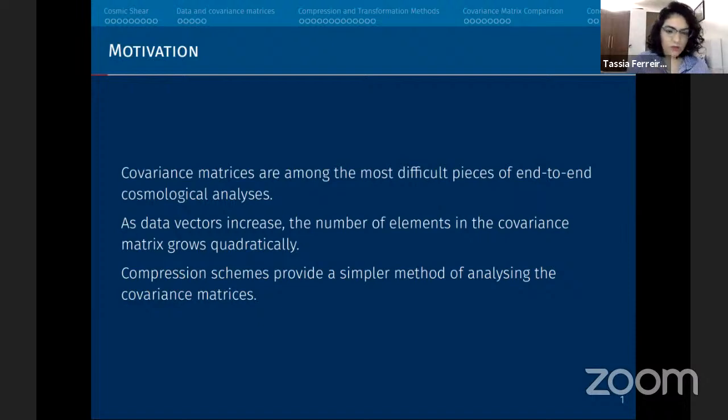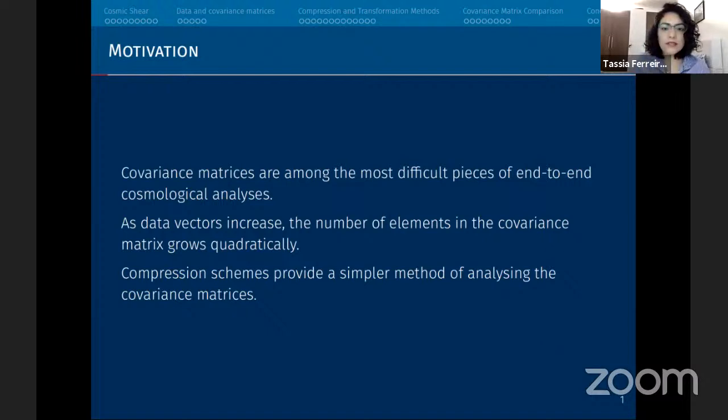So for real cosmological surveys, it takes a long time to generate these covariances. And also, as we look ahead, the data vectors will be increasing in size for future surveys like Euclid, like LSST. The size of the data vectors will get a lot larger. And as they increase, the number of elements in the covariance matrix grows quadratically. So they'll become even bigger and even harder to analyze.